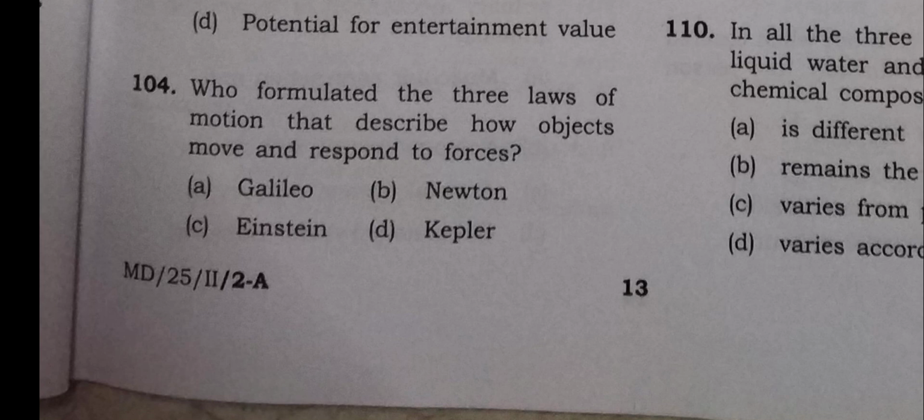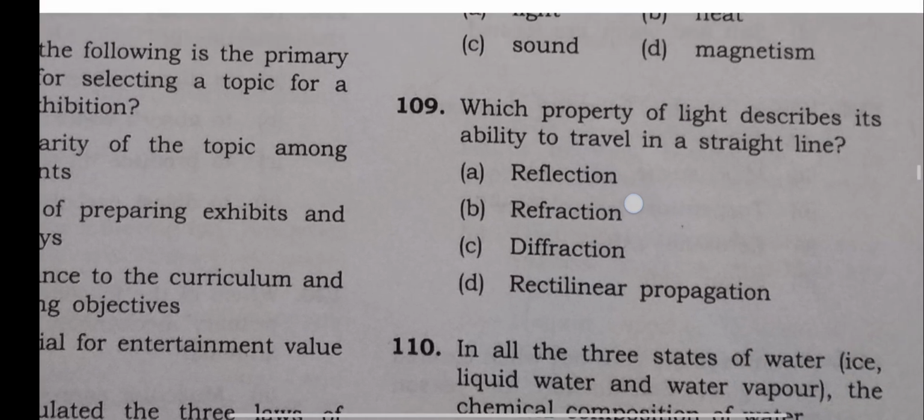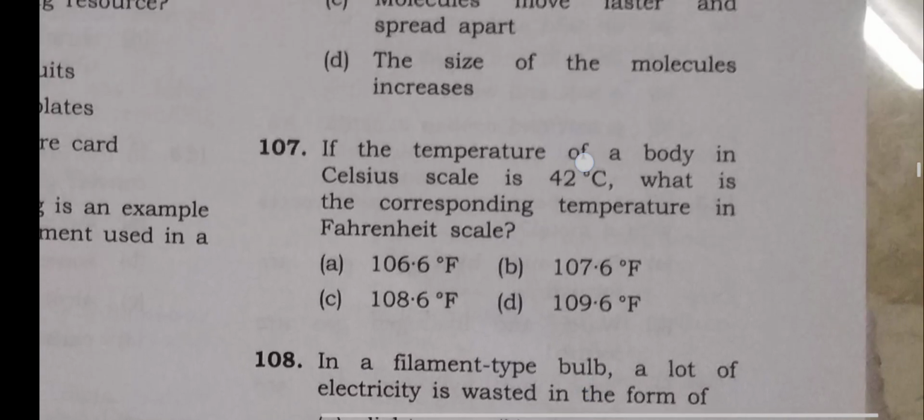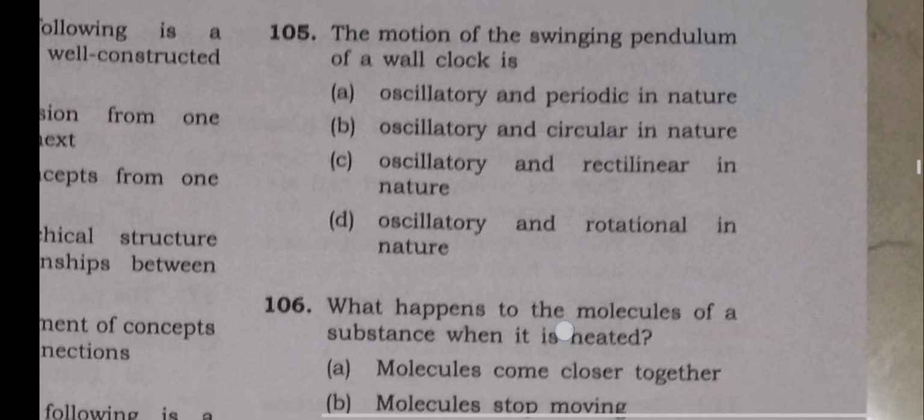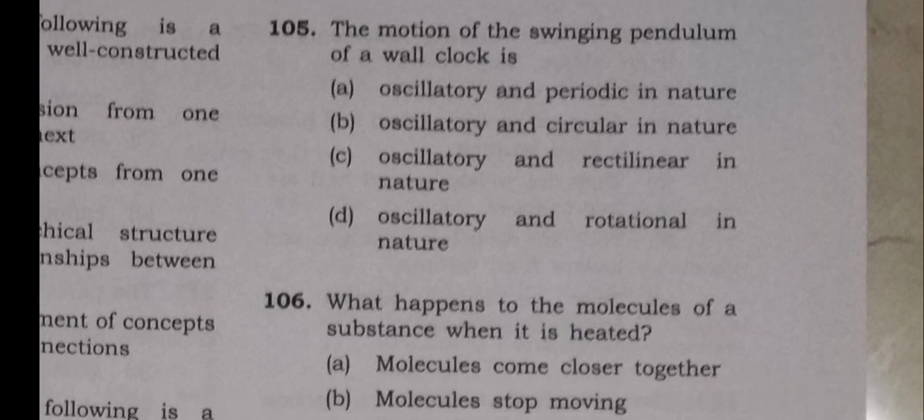All right, now we will go to question number 105. The motion of the swinging pendulum of a wall clock is what? What type of motion is shown by a swinging pendulum of a clock? It is option number A, oscillatory and periodic in nature.